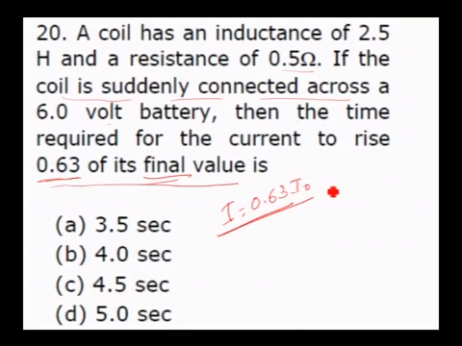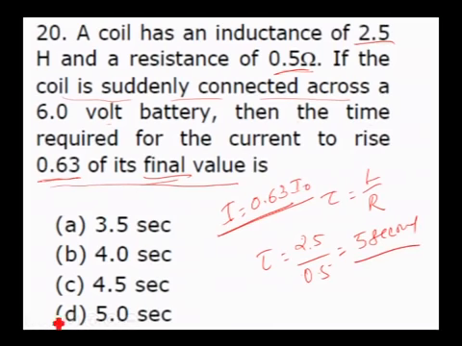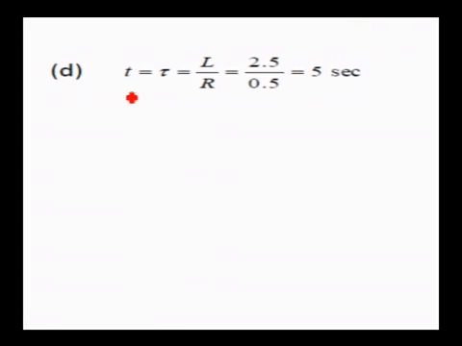This is equivalent to the time constant, which is L divided by R. So, what is the inductance? We have 2.5. And what is the resistance? We have 0.5. 2.5 by 0.5 is 5 second. So, option D. t is equal to tau, which is equal to L by R, equal to 5 second.